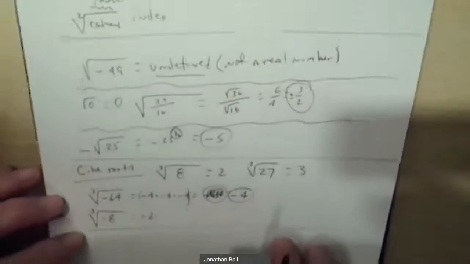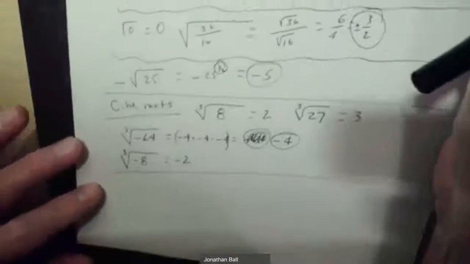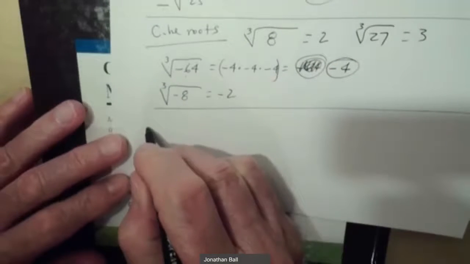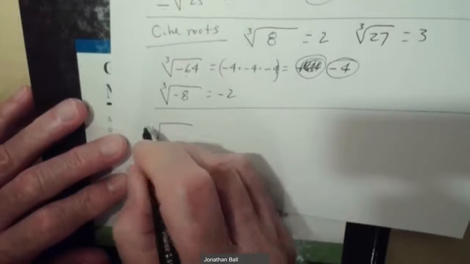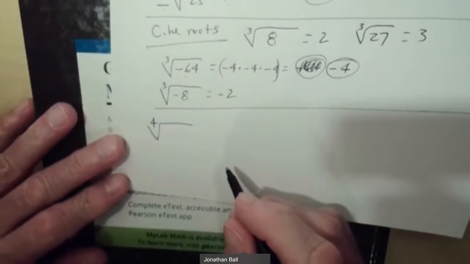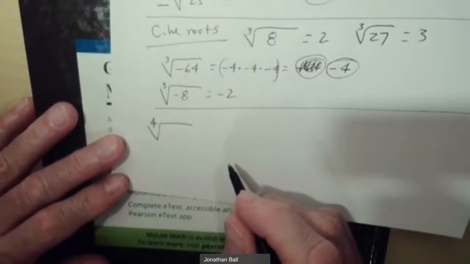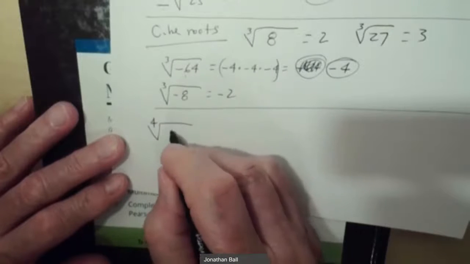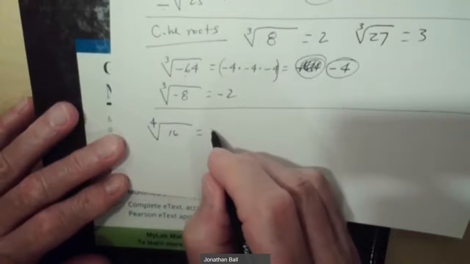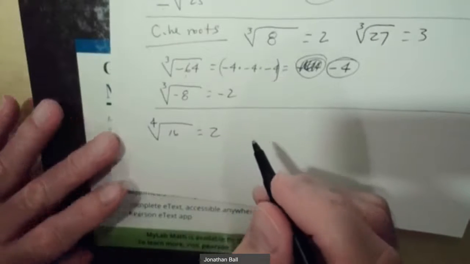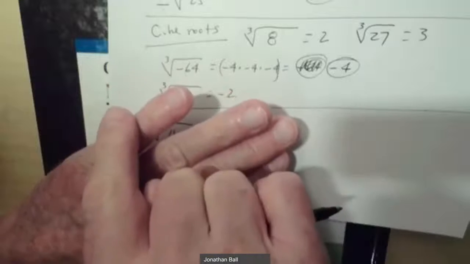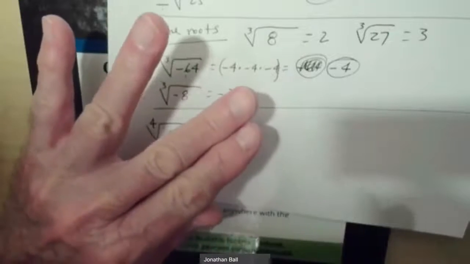Okay, now, get this if you're so smart. Radical with a 4 in the index. In other words, what number times itself 4 times is 16? And we have the answer there is 2. 2 times 2 is 4, 8, 16. And live long and prosper.